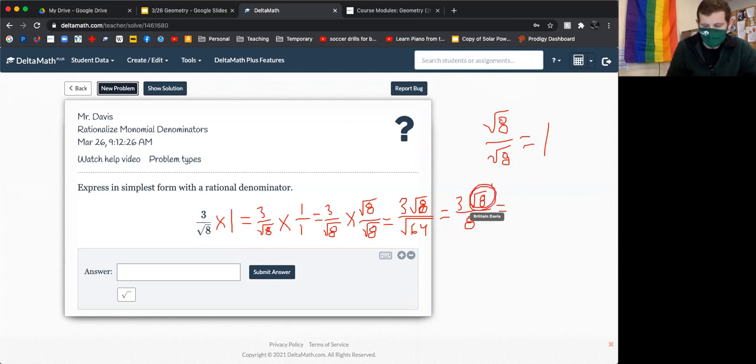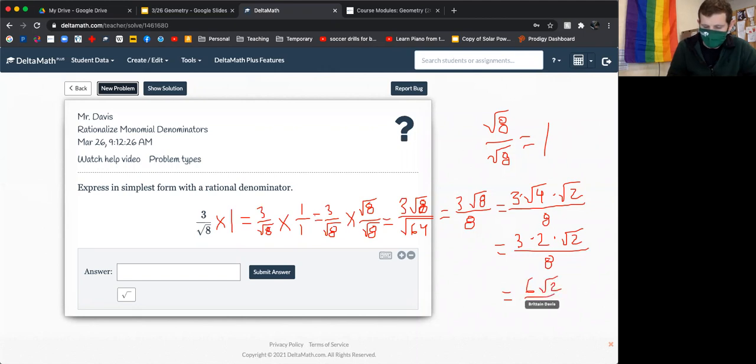And we can. So we can divide this into the square root of 4 times the square root of 2 over 8. And now we know the square root of 4 is just 2, times the square root of 2 over 8. And now we can see what's going on. So I'll just go ahead and multiply this out at the top. So it's going to be 6 square root of 2 over 8.